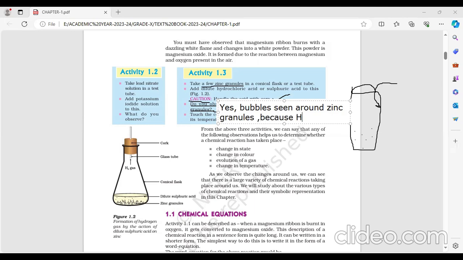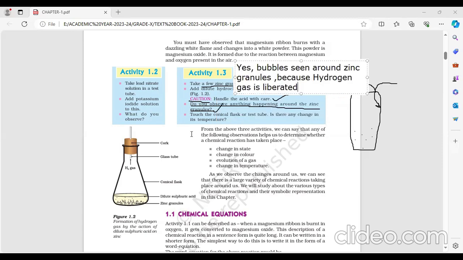Why do the bubbles form? Because hydrogen gas, H2 gas, is liberated because you are adding HCl, dilute HCl, or diluted H2SO4, sulfuric acid. In both the acids we have hydrogen in it, so hydrogen gas comes out of it or liberates. Okay, that is the answer for this question. And now after that he is saying, touch the conical flask or test tube.